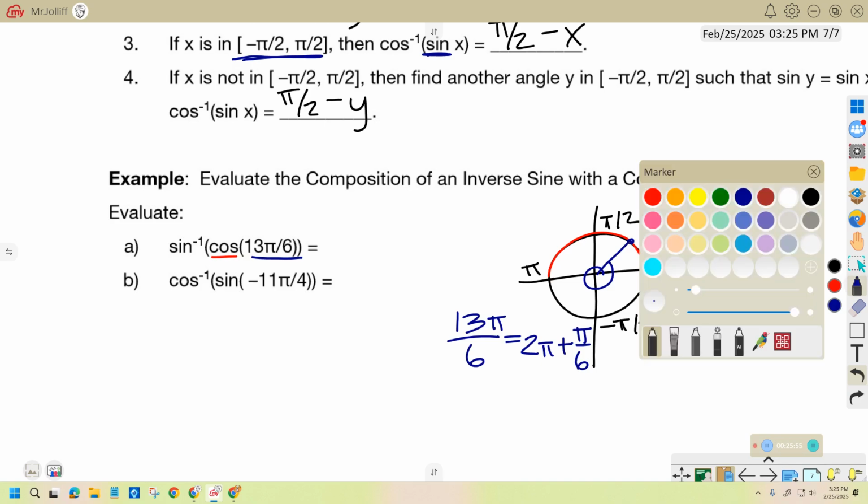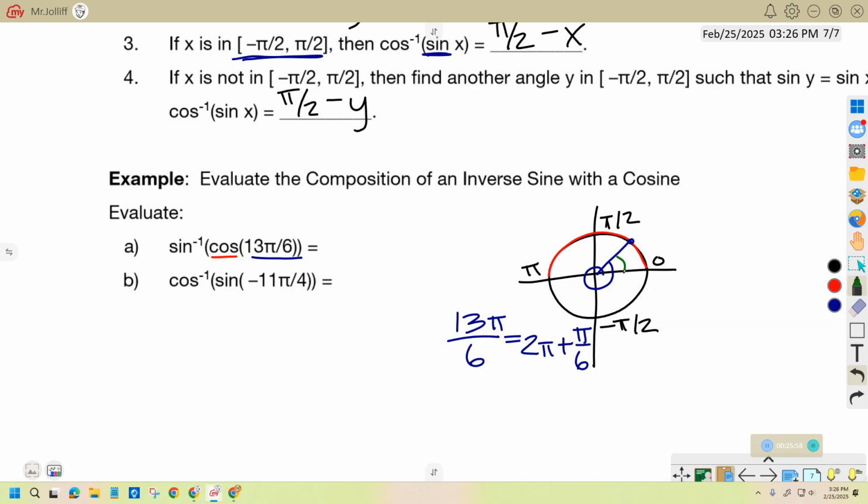So the question is, what buddy goes with him? If 2 pi is the full circle, how much extra above 2 pi did I have? Pi over 6. This must be pi over 6. Which means when I go to do my formula, I'm not using 13 pi over 6. I'm using pi over 6. So this is pi over 2 minus pi over 6. And then you just simplify.